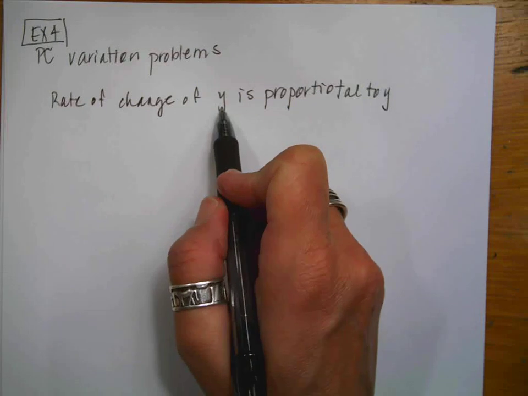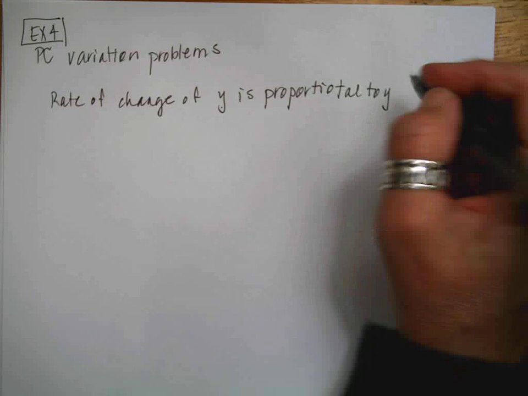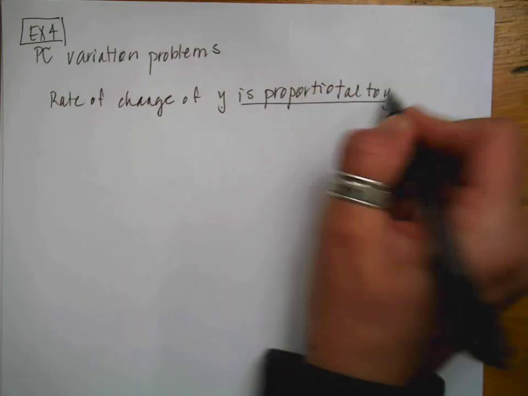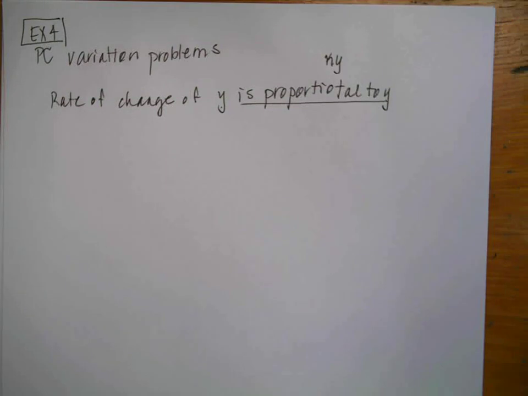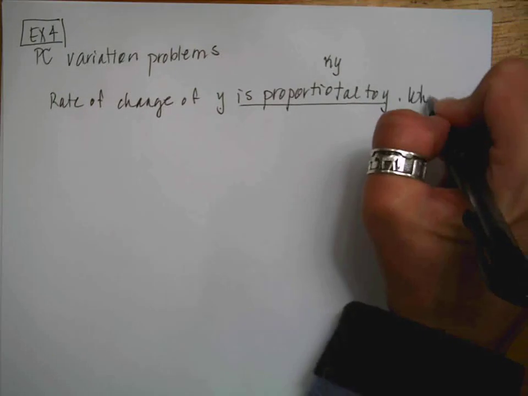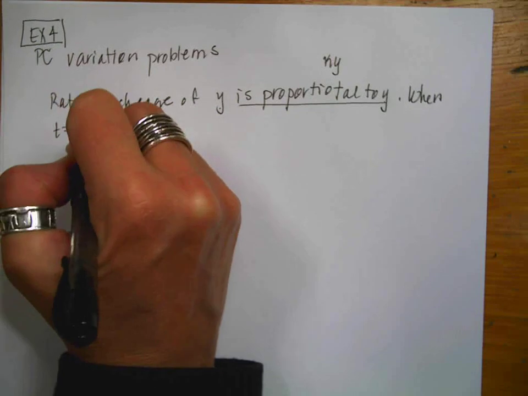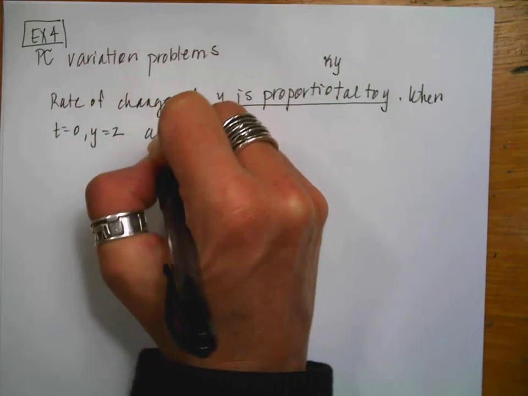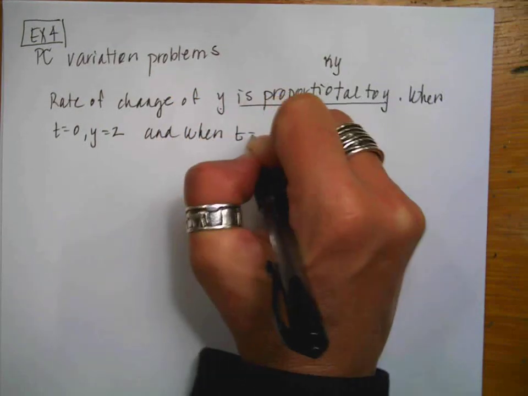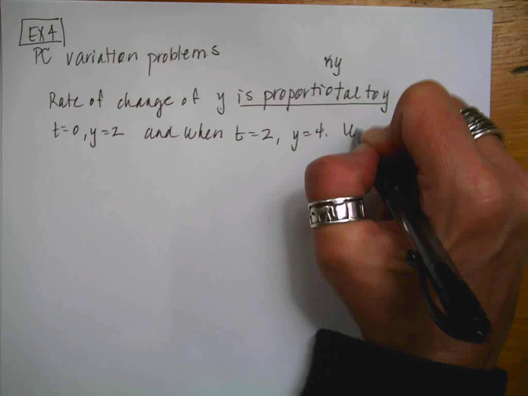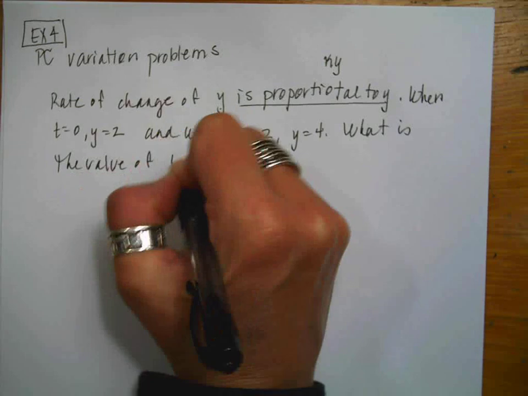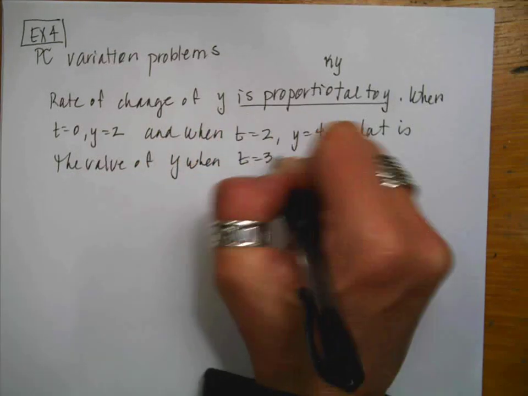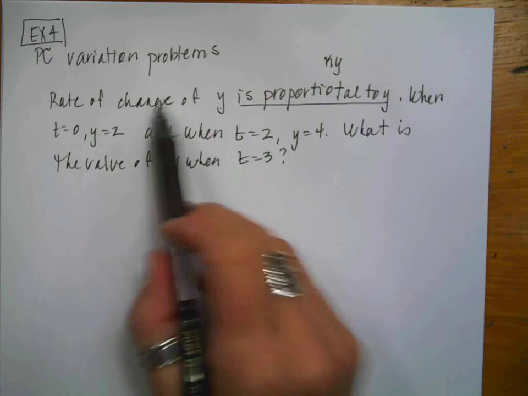So the rate of change of y, rate of change always means derivative in calculus, woohoo, right, is proportional to y. Is proportional to means that I'm going to have a k times y. So remember our direct variation and inverse variation problems from last year in pre-calc. When time is equal to 0, y is equal to 2, and when time is equal to 2, y is equal to 4. What is the value of y when t is equal to 3?